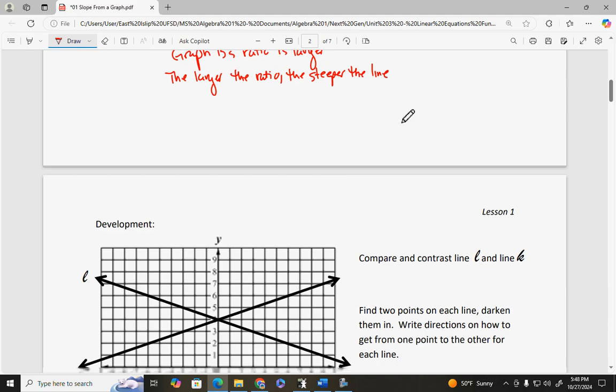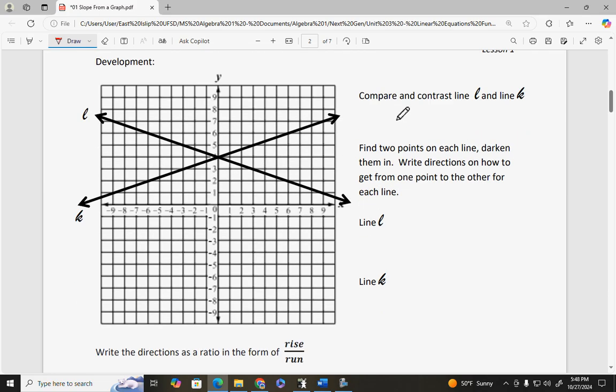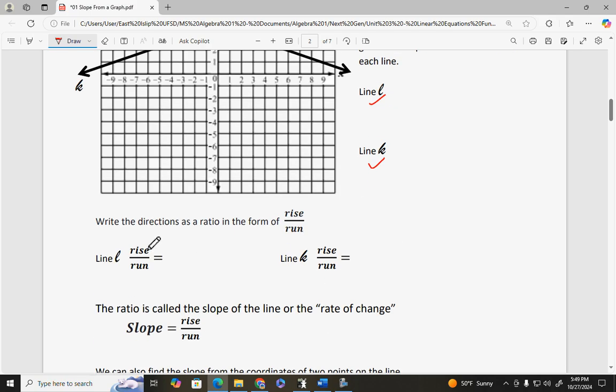If I go too fast, you could always hit pause. So now we're going to compare and contrast lines L and K. So line L is going down to the right. Line K is going up to the right. It asks us to find 2 points on each line, darken them in, and then write the directions on how to get from one point to the other. After we write these directions here for line L and line K, they are going to ask us to go write it as a ratio.